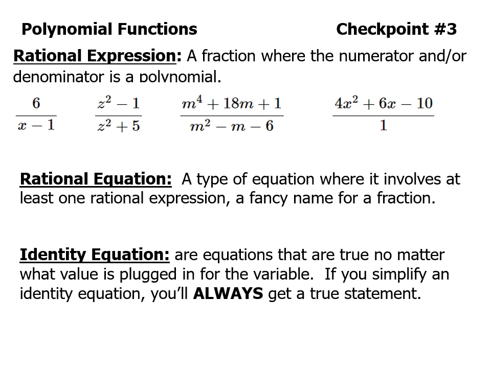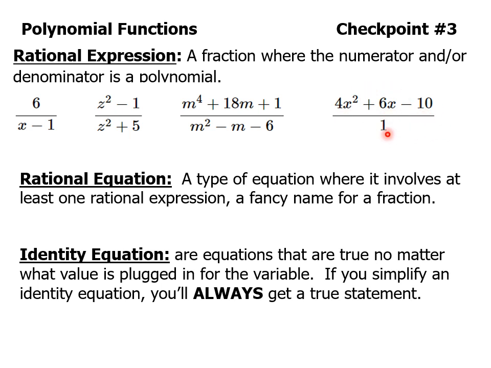Okay, ladies and gentlemen, we're looking at rational expressions. A rational expression is just a fraction where the numerator or the denominator is a polynomial. We've got some examples here: 6 over x minus 1, z squared minus 1 over z squared plus 5, m to the fourth plus 18m plus 1 over m squared minus m minus 6, 4x squared plus 6x minus 10 over 1.